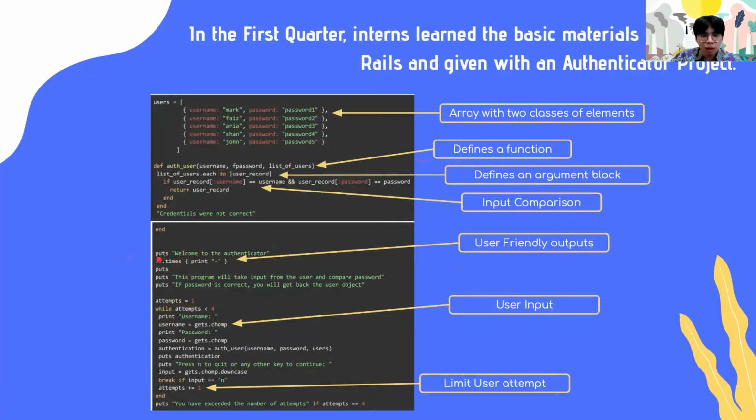So puts is basically just print. The message will display like welcome to the authenticator, and then there's a long hyphen to separate the authenticator and the text messages from the program itself. And here there's gets.chomp, which is basically just user input, so you can type in whatever you want. And of course, like any other apps, we also put a limit on user attempts. The attempt count here will increase by 1 if they put in a wrong record.